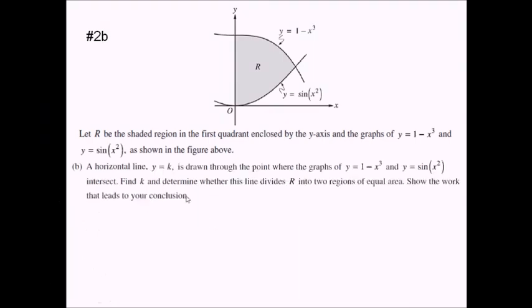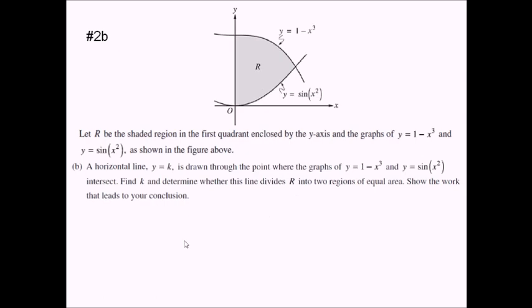For this problem, they're telling us that we have a horizontal line, y equals k, drawn through the points where these graphs intersect. So this spot right here that we actually just found on the last part of the problem, they want us to find k, which is just the y value at this point, and then figure out if this line actually divides these regions into two regions of equal area.